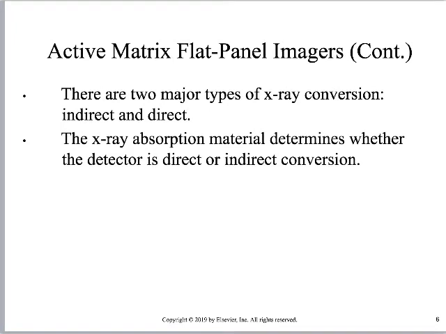So, like I've alluded to, there are two major types of these. There is the greenhouse full of light, and there's the electrical house full of electricity, right? Indirect being the lighthouse, and direct being the electrical house. And this X-ray absorption material determines whether it's a direct or indirect system. It's not the thin film transistor. It's not that substrate. You could apply that substrate to either one of these systems. The foundation's the same. It just depends what kind of house we build on top of the foundation.